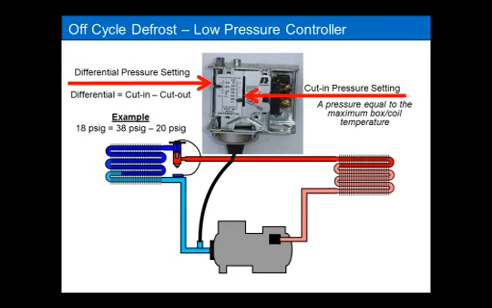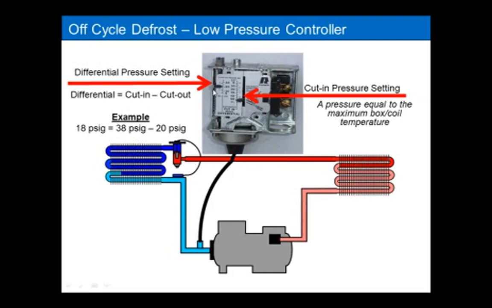So these pressure controls have two settings on them. The first setting you need to adjust is the cut-in setting. And that cut-in setting is going to be the pressure equal to the highest coil/box temperature that you want to achieve for your design. So your cut-in point of this pressure control is going to be that magic pressure value that relates to a coil temperature, that relates to a case temperature, that will be the highest achieved for the box design. And that's going to also ensure that you get a good defrost.